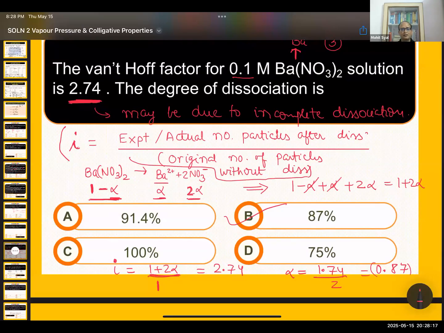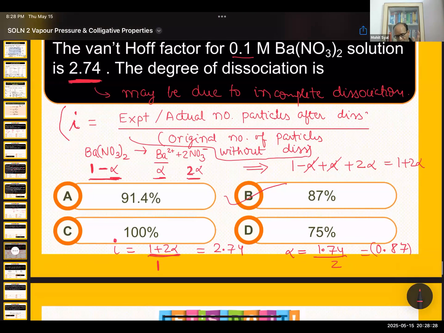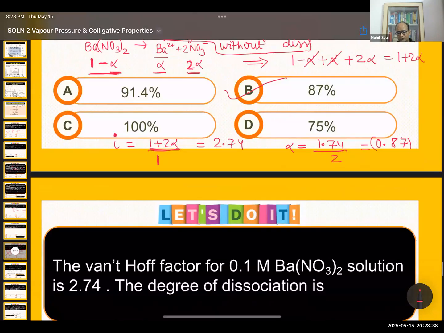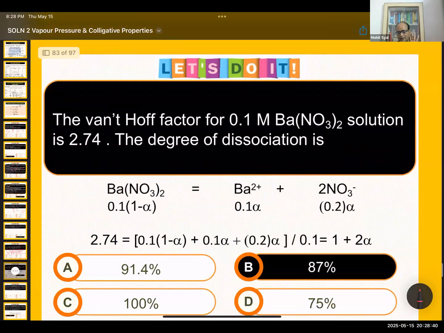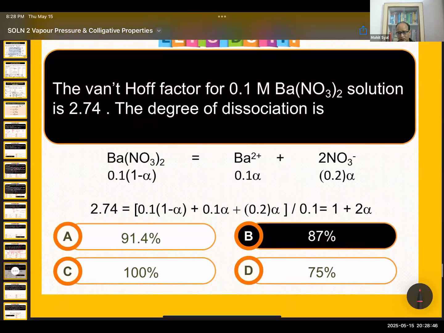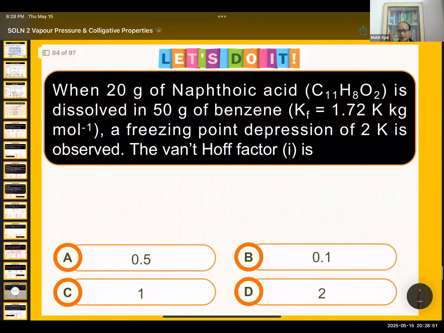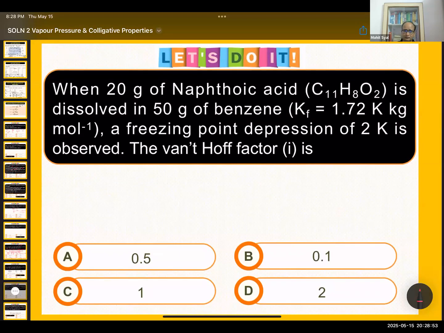So you need to write the formula for I: final particles upon original particles. And for an ionic compound, if it is not 100% dissociating, you can take alpha, and accordingly you can sort it out. Right, this is the answer, but all of you did this question. Okay, that's good. Let's do some numericals now.